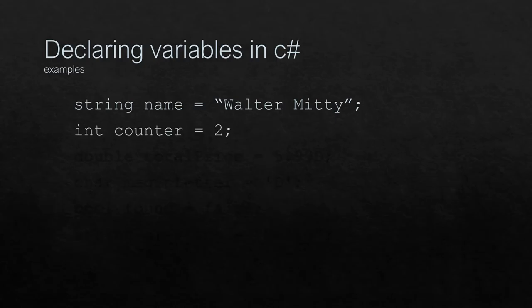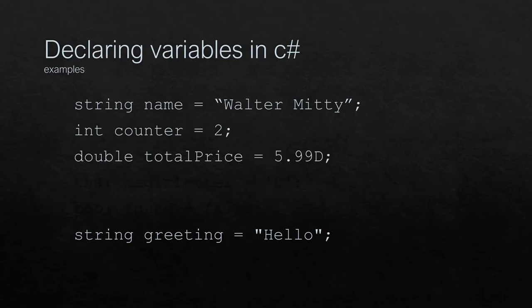Int counter equals 2, so that's defining an integer variable called counter, initializing it with a value of 2. Greeting equals hello, that's going to create a standard message with that piece of text in it. Double total price equals 5.99D. That's going to create a double precision variable. We'll come on to what those are later in this little video.